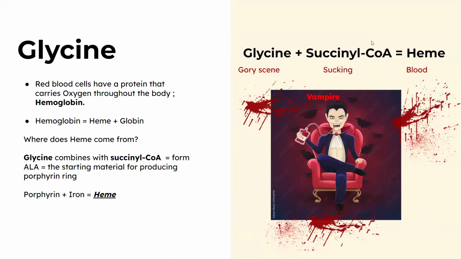So this is kind of another stupid mnemonic. You can ignore it, but I'm just trying to think of ways to make it easier to memorize. So we said glycine with succinyl-CoA give us heme. When you think of heme, you think of blood, right? And when you think of blood, you think of vampires. So vampires sucking blood, and it's a gory scene. A gory scene, like a scary, violent scene. So a gory scene of vampires sucking blood, think of glycine, succinyl-CoA, and heme. Okay.